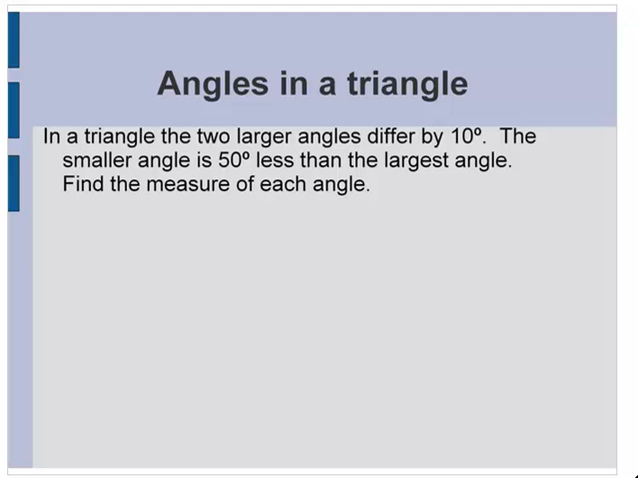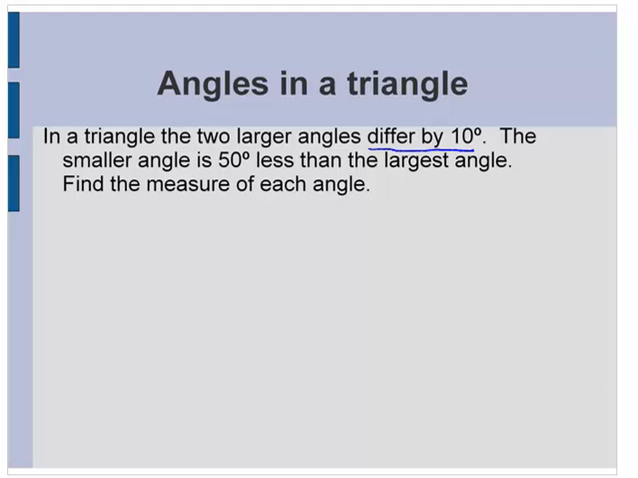So now a word problem dealing with the angles in a triangle. In a triangle, the two larger angles differ by 10 degrees. The smaller angle is 50 degrees less than the largest angle. Find the measure of each angle. So we have three angles. The two larger angles differ by 10 degrees.